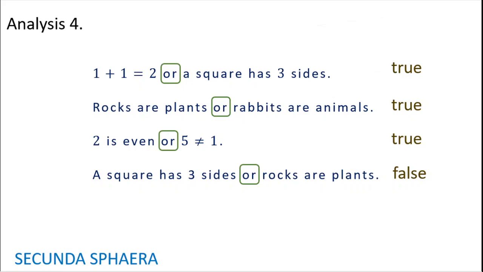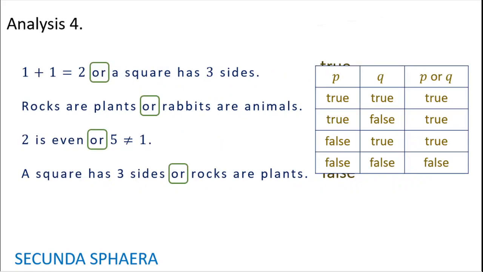Nevertheless, checking that a square does not have 3 sides, that would be false, and also checking that rocks aren't plants is also false. There is no true on either side of OR, so that is going to give a false. And that is the only case where an OR can be false. And as I said, this OR is more about cases. It's about checking all of the cases that can happen and doing it thoroughly, not just taking the first case and calling it a day. No. OR is for having to check everything. Like for example, when there is a situation of risk, all the risks need to be taken out. That would be an example.